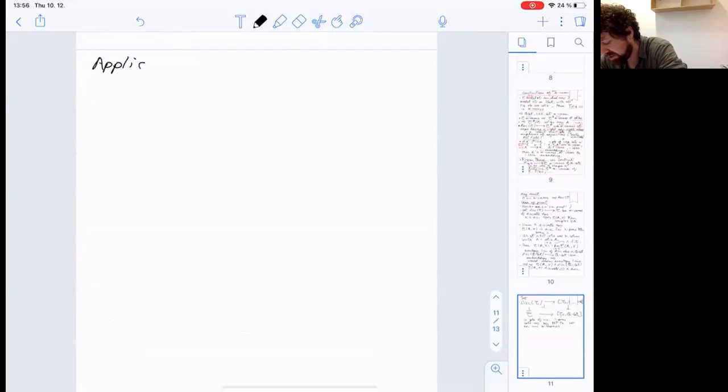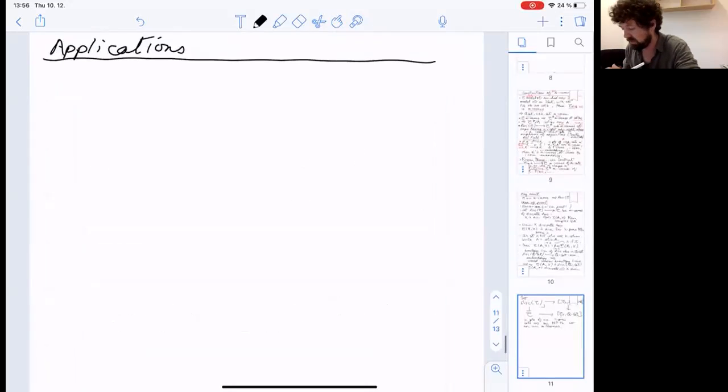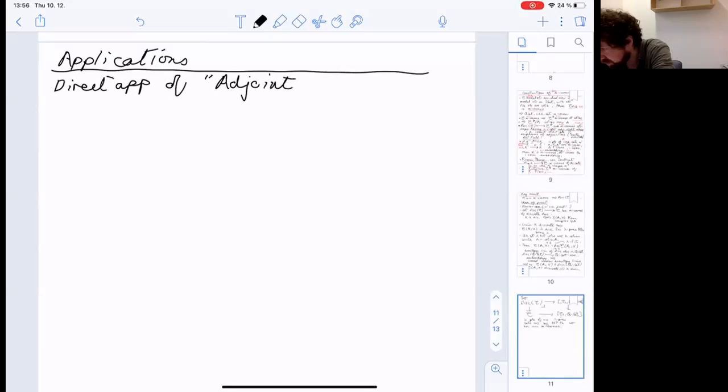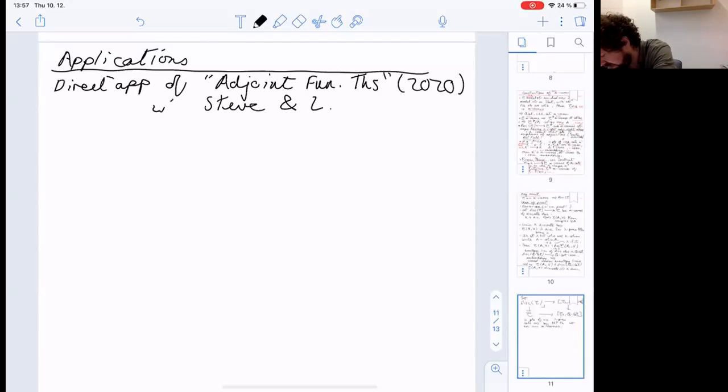And now let me finish for a few minutes talking about the applications of this. So this is a direct application of our joint paper with Steve and Lukáš Vokšinek, who is here as well, Adjoint Functor Theorems for homotopically enriched categories, from this year.